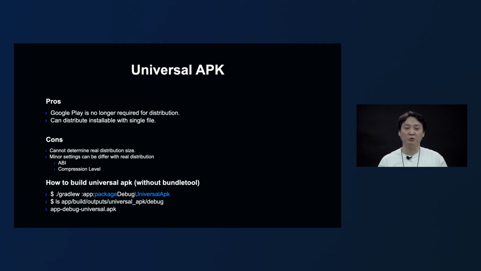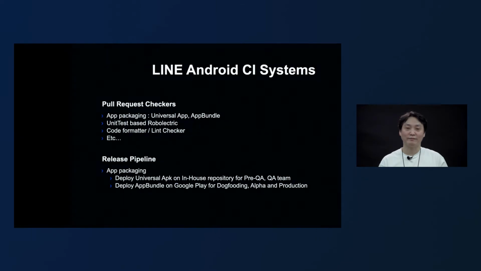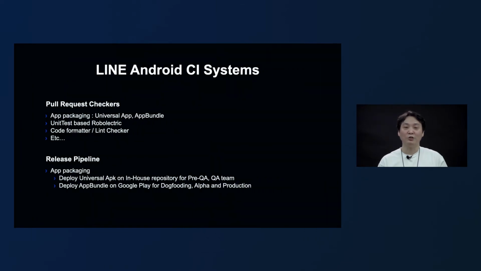In Android developer documentation, it states that when using or creating Universal APK, it can be created using a tool called Bundle Tool. But you can also create Universal APK directly from Android Gradle Plugin. As you can see on the screen, if you execute the Gradle task with package build variant in Universal APK, you can see that the Universal APK is created.